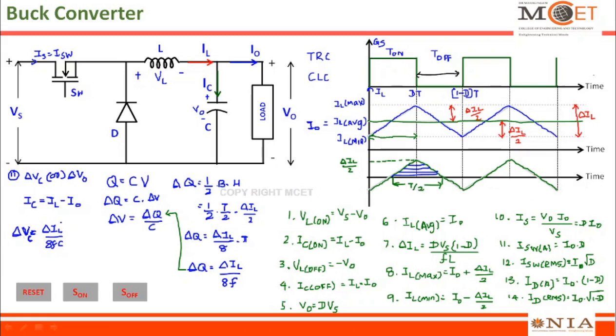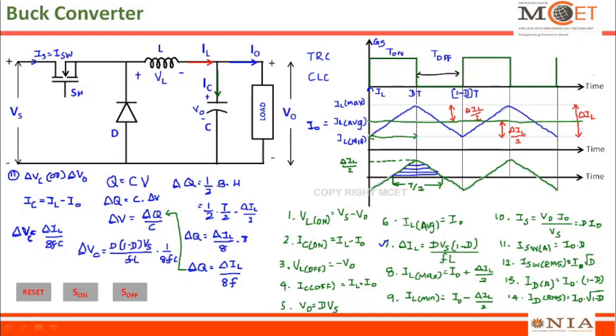This expression can be simplified further. We know the expression for delta IL, which was already calculated in the 7th expression, given by D into Vs into 1 minus D divided by FL. If I substitute this delta IL expression 7, then I will get delta Vc is equal to D into 1 minus D into Vs divided by FL, into 1 by 8FC.